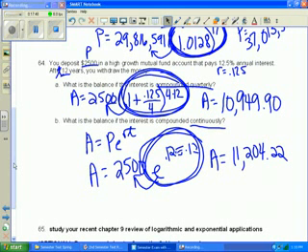Now, I'm not doing the Chapter 9 material. That is on the Chapter 9 review. It came straight from that, so you can go ahead and look at that video.